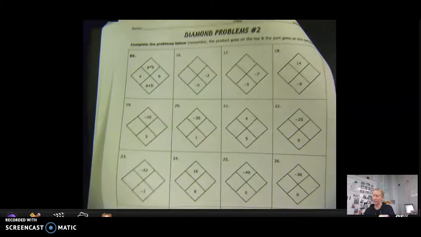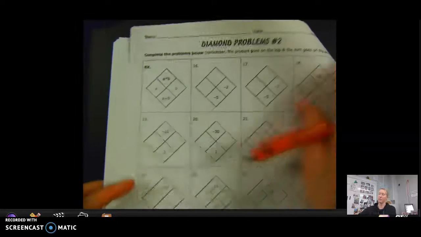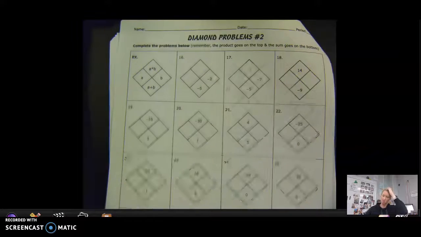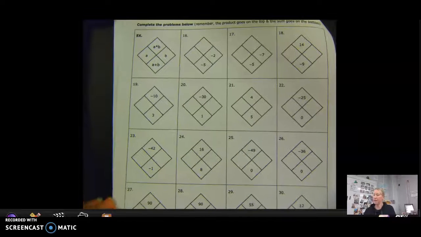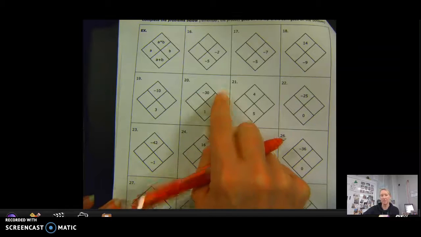So go to the back of this. Just as an FYI, this page comes in your note packet after that quiz review, so it's about halfway through your packet. All right, on the back. This is actually what you're going to most likely be seeing our factors as.